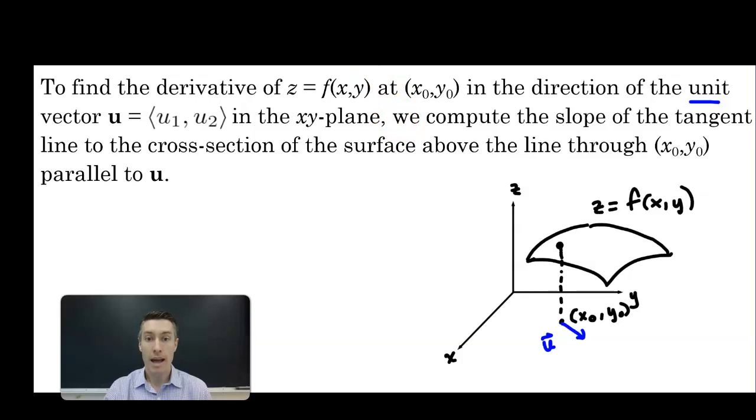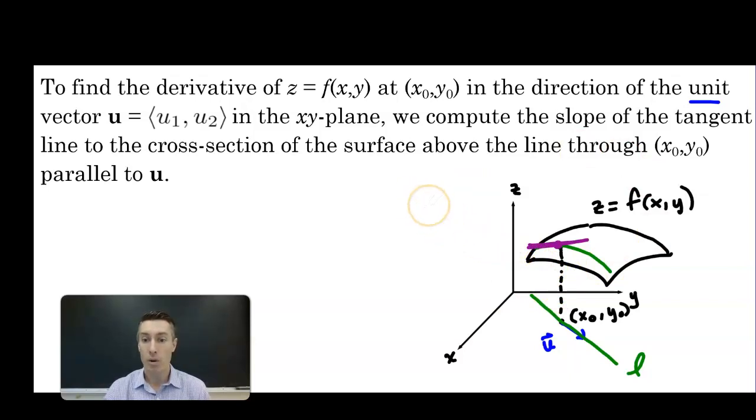Okay, so now what we can do is draw a line through the point parallel to that unit vector. So there's our line L. And that line would give us a cross section on our surface. And we want to find the slope of the tangent line to that point on that cross section. Okay, so the diagram gives us a visual of what we're doing.